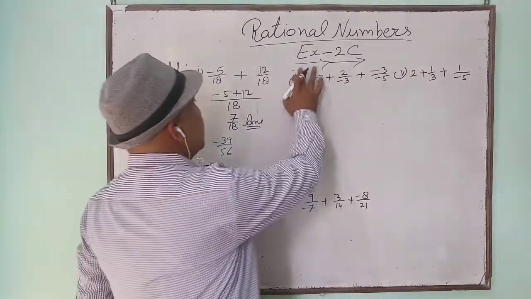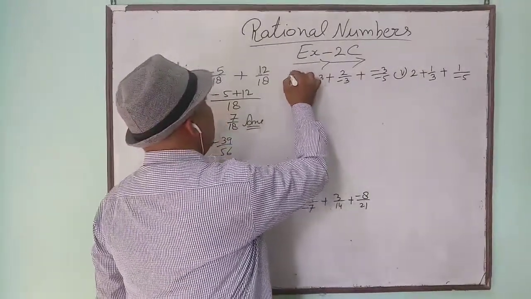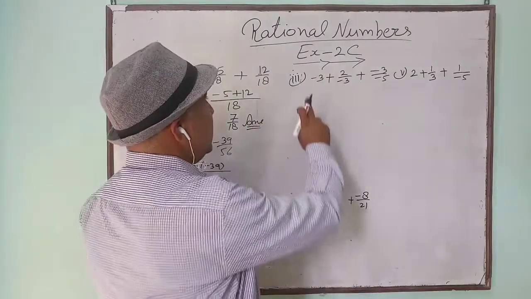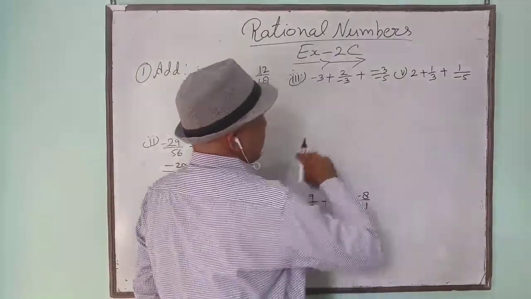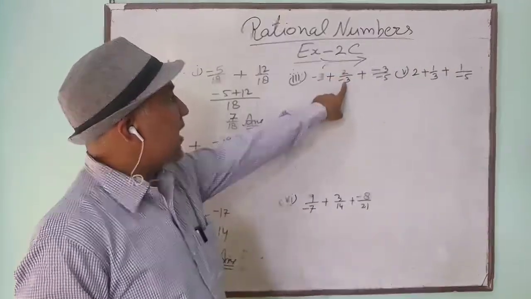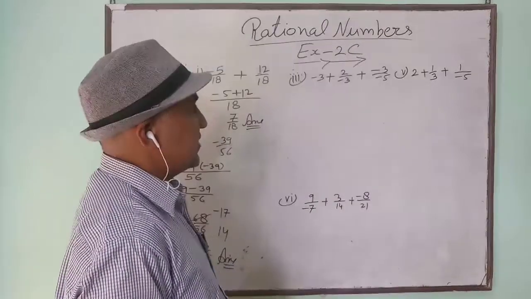See, now I have changed the question because one question I have removed from here. So now this will be the order 3. See, we have to solve this question. Minus 3 plus 2 upon minus 3 plus minus 3 upon minus 5.